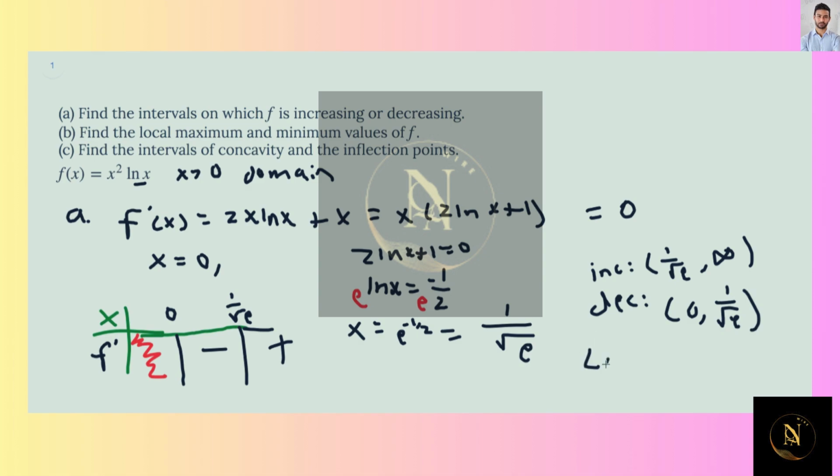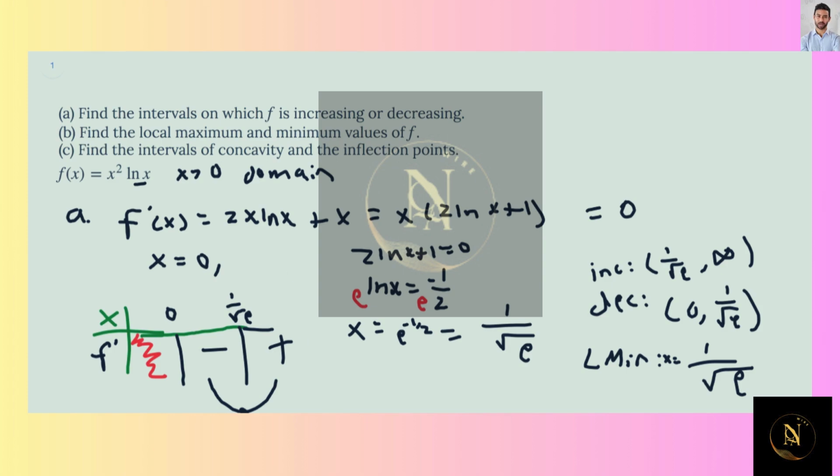And we know that it has a local min because it is decreasing and then increasing. So we have a local min occurring at x equals 1 over the square root of e, and there's no local max.